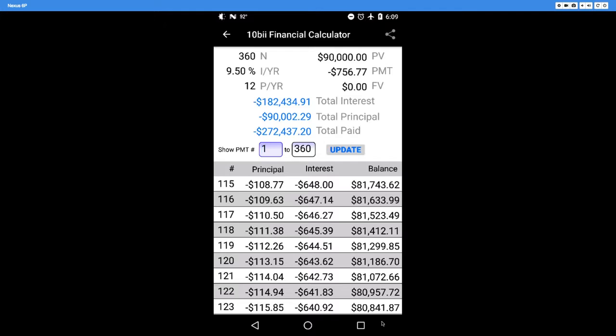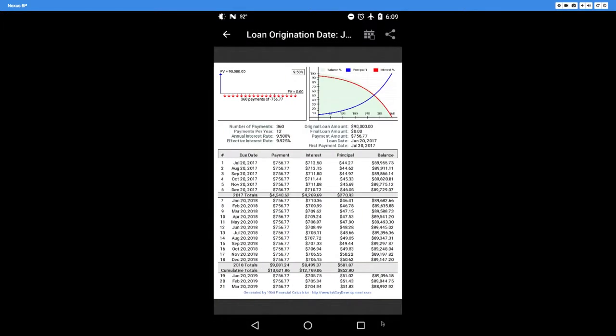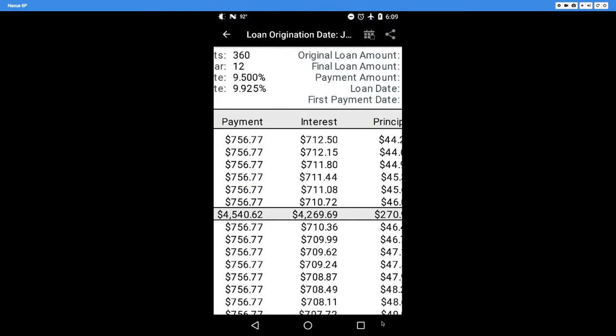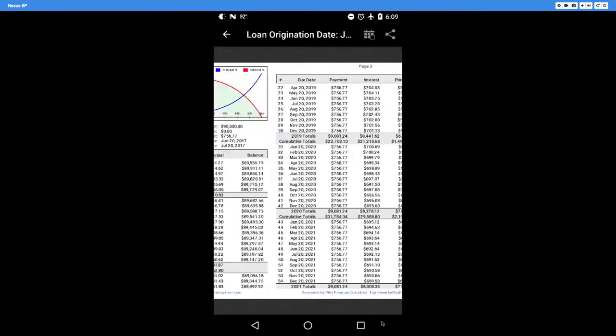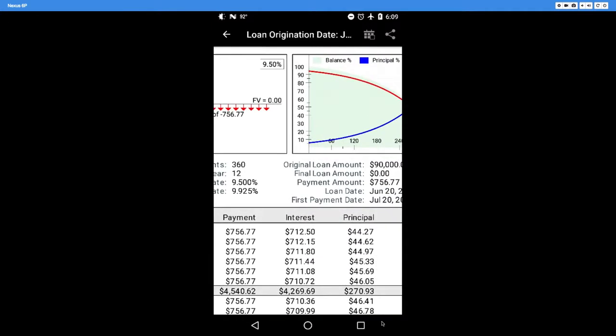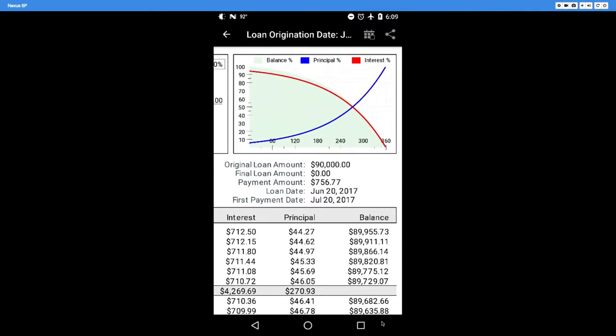Click the top right button, which is the share button. Actually, on iPhones, I think it just says share. I can't remember. But we're going to click our share button. This is a way that you can print out the amortization table. The reason why I wanted you to look at that is, let's zoom into that top right section that's right there. This is what an amortization table looks like, okay?